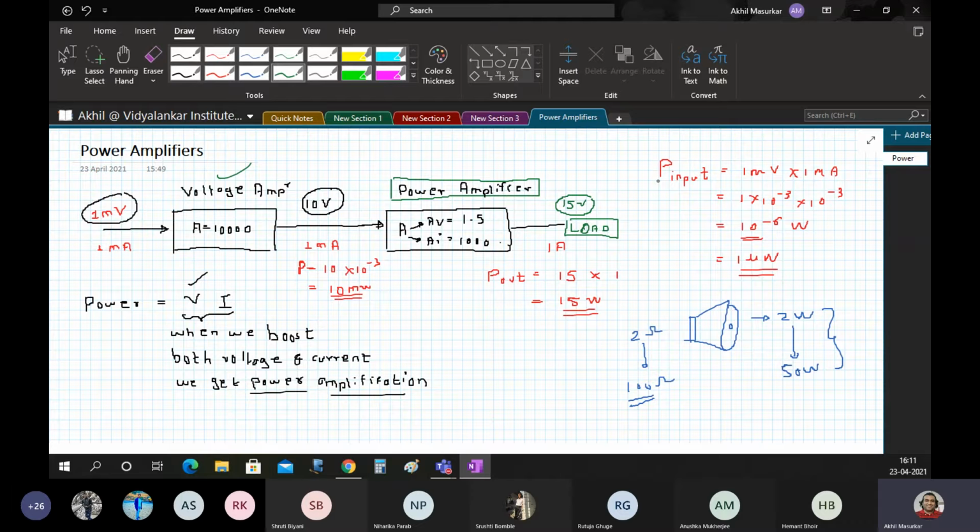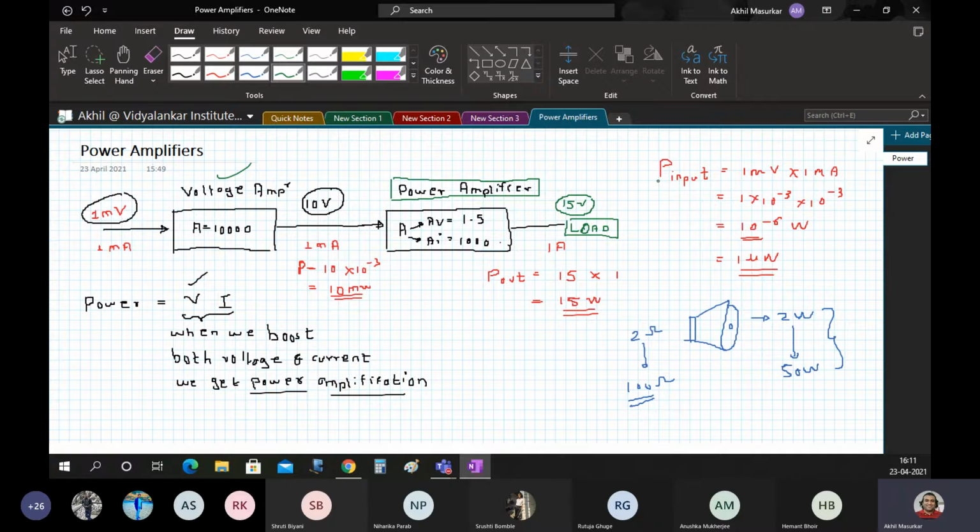The main components of a power amplifier. So what is there inside this power amplifier so that it gives such a high current value at the output? The main component of a power amplifier is a power transistor. Now, how is this power transistor different from a normal transistor? As you can see, the output has a lot of current and voltage, and it is going to result in a large generation of power.